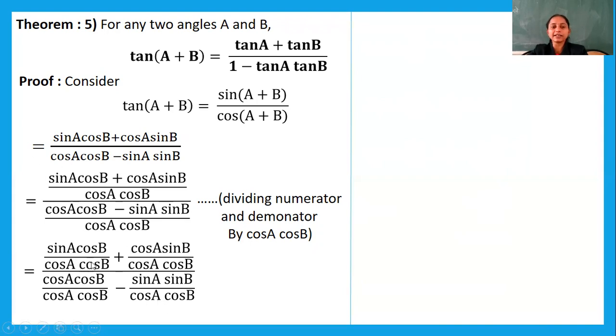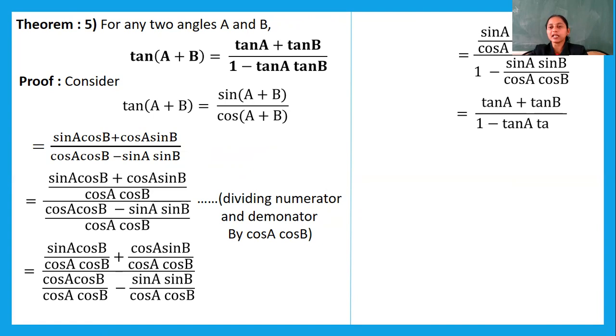Now while simplifying this, let's see here the cos b gets cancelled. Same here, cos a gets cancelled. Cos b also cancelled, and now cos a is also cancelled. In the last term, there are no similar terms, so take it as it is. So next step is sin a divided by cos a plus sin b divided by cos b over 1 minus sin a divided by cos a into sin b divided by cos b. Now let's see, it is tan a plus tan b divided by 1 minus tan a tan b.